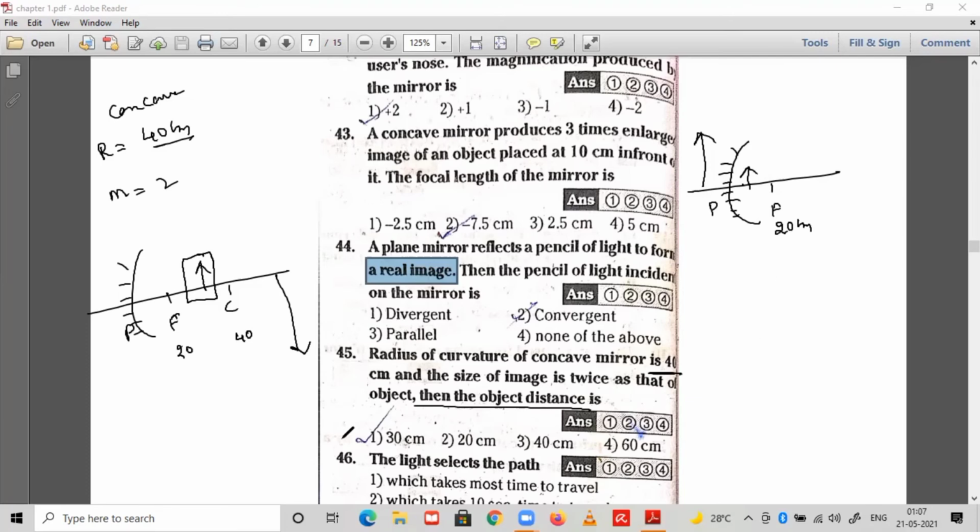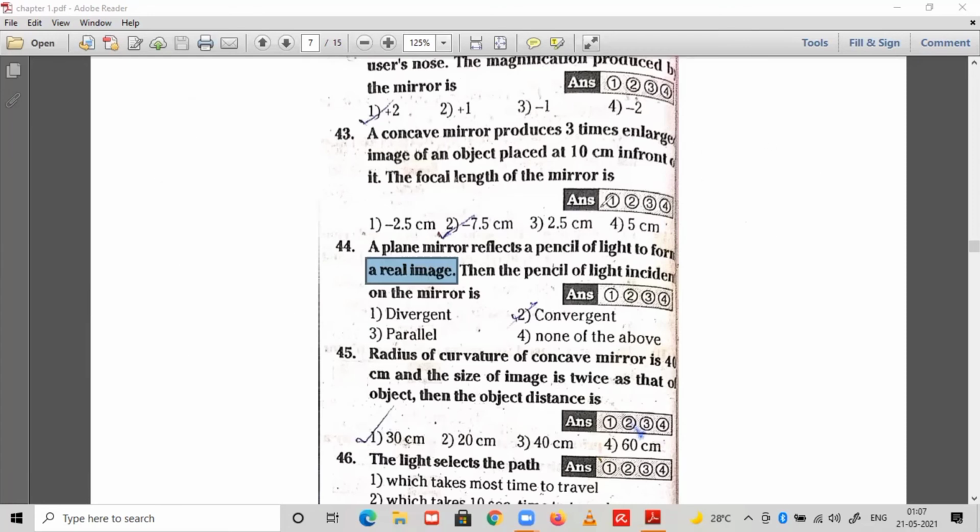So two possibilities are there. We will see. Option 30 had given nothing but 30 is placed between F and C. So option 1 is a correct option. Let us see. Option 20 wrong. Option 3 is 40 centimeter wrong. Option 60 beyond C wrong. So option A is the correct option. The object is placed between F and C. And if any other option is there which is less than 20 centimeters, then you should go for the calculation.